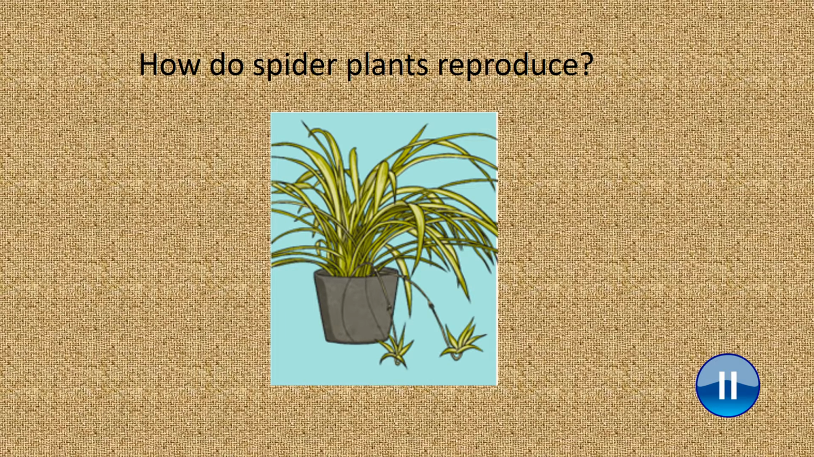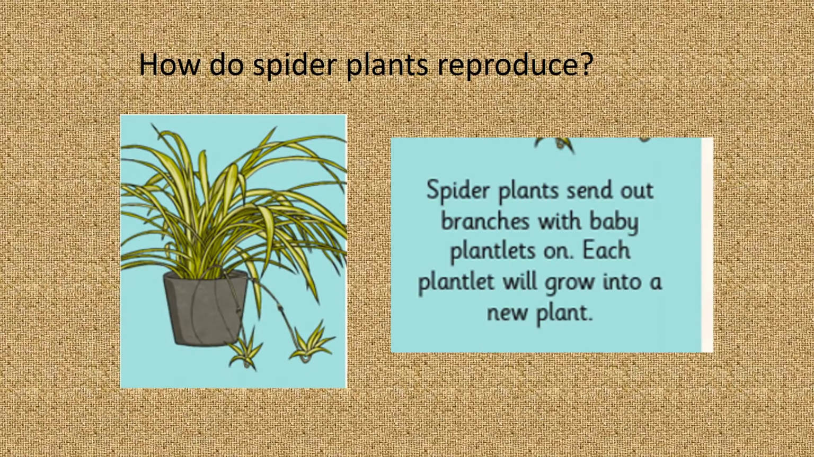So then, tell me, how do spider plants reproduce? Jot that down and then we'll get back with the answer. Well, spider plants are one of these plants that sends out branches, and the baby plantlets are on the end. As the baby plantlets drop down towards the ground, they will set new roots into the ground, and they will form a new identical plant, a cloned plant, to grow.